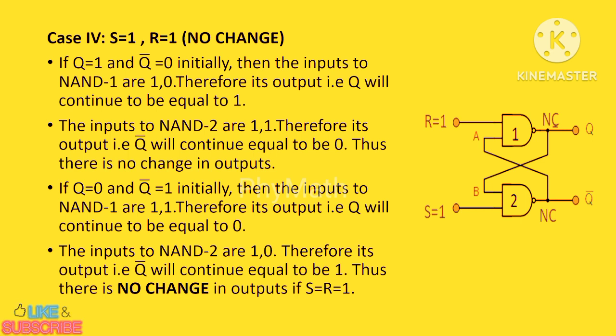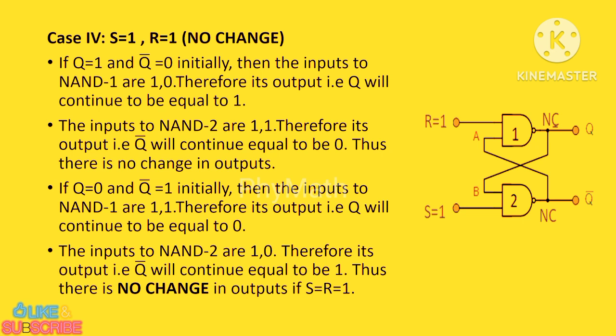Similarly, we check the other condition, that is if Q equals 0. Now why are we going to check these conditions? Because for the first three conditions, that is 0 0, 0 1 and 1 0, it is possible to predict the output of that particular NAND gate, because as per the truth table of the NAND gate, if any one input is low, then the output is compulsorily high. But for this case, S equals 1 and R equals 1, that's why we are going to check these two conditions, that is when Q equals 1 and Q equals 0.